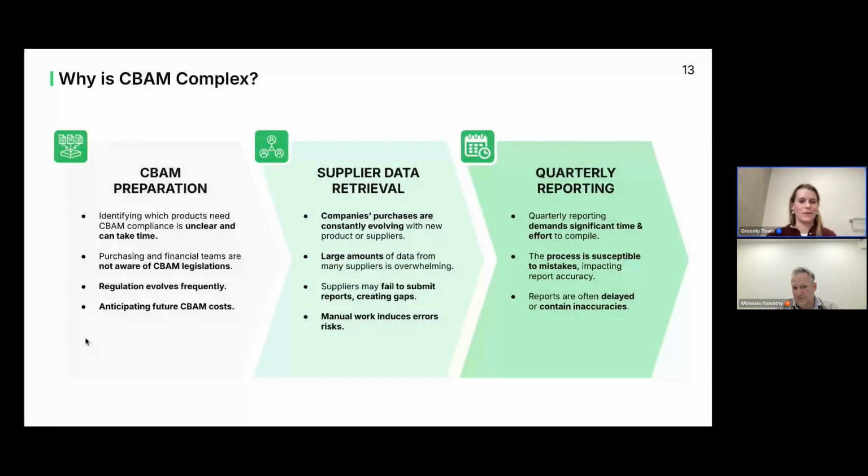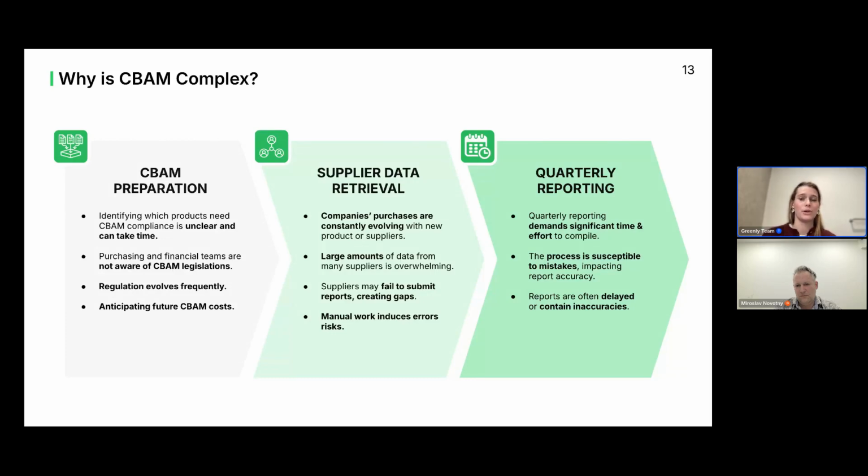So on this one, I wanted to make a couple of points on the complexity. Every company has its own situation and complexity, but I've tried to centralize here the most common ones that I could come across. Because navigating CBAM is no small feat for businesses. Its complexity arises from challenges in three main areas: the CBAM preparation, the data management, and the reporting. So let's break this down together.